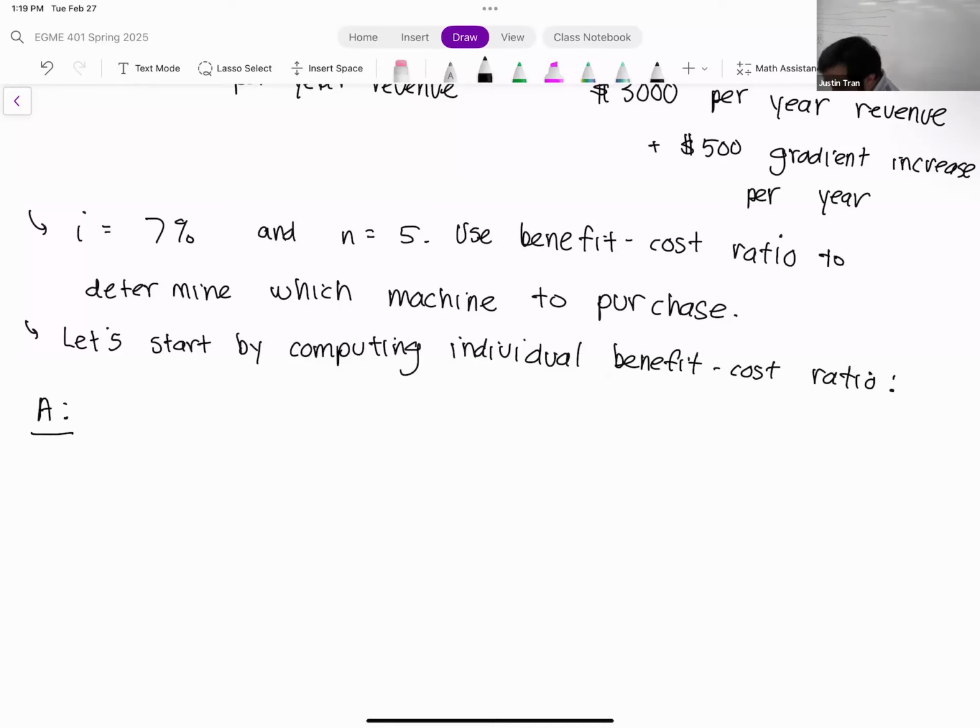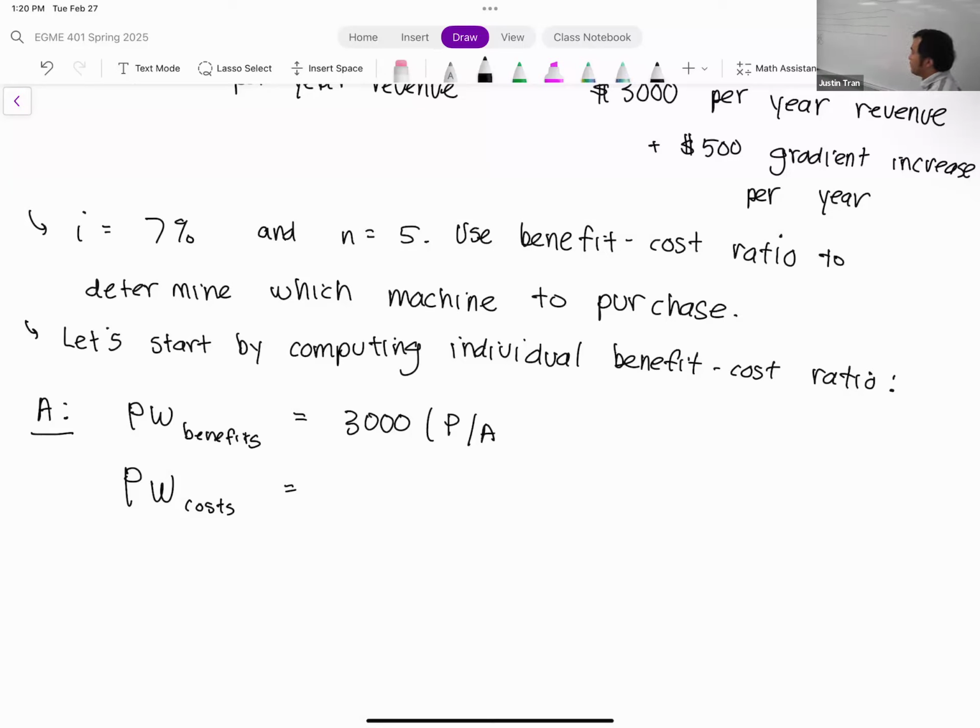Okay, so in order to compute the ratio, we need to compute the present worth of the benefits, and then the present worth of the costs. Okay. And then we're going to take the ratio between those two. All right. So for machine A, our benefits are just coming strictly from the revenue, right? So that's $3,000 per year. And since that is a uniform amount, a recurring cash flow that we're getting each year, that is a uniform series, right? So to convert it to a present sum, we have to take our $3,000 per year, multiplied by a conversion factor. So our conversion factor is going to be P over A, okay? Our interest rate is 7%, and our number of time periods is 5, okay?